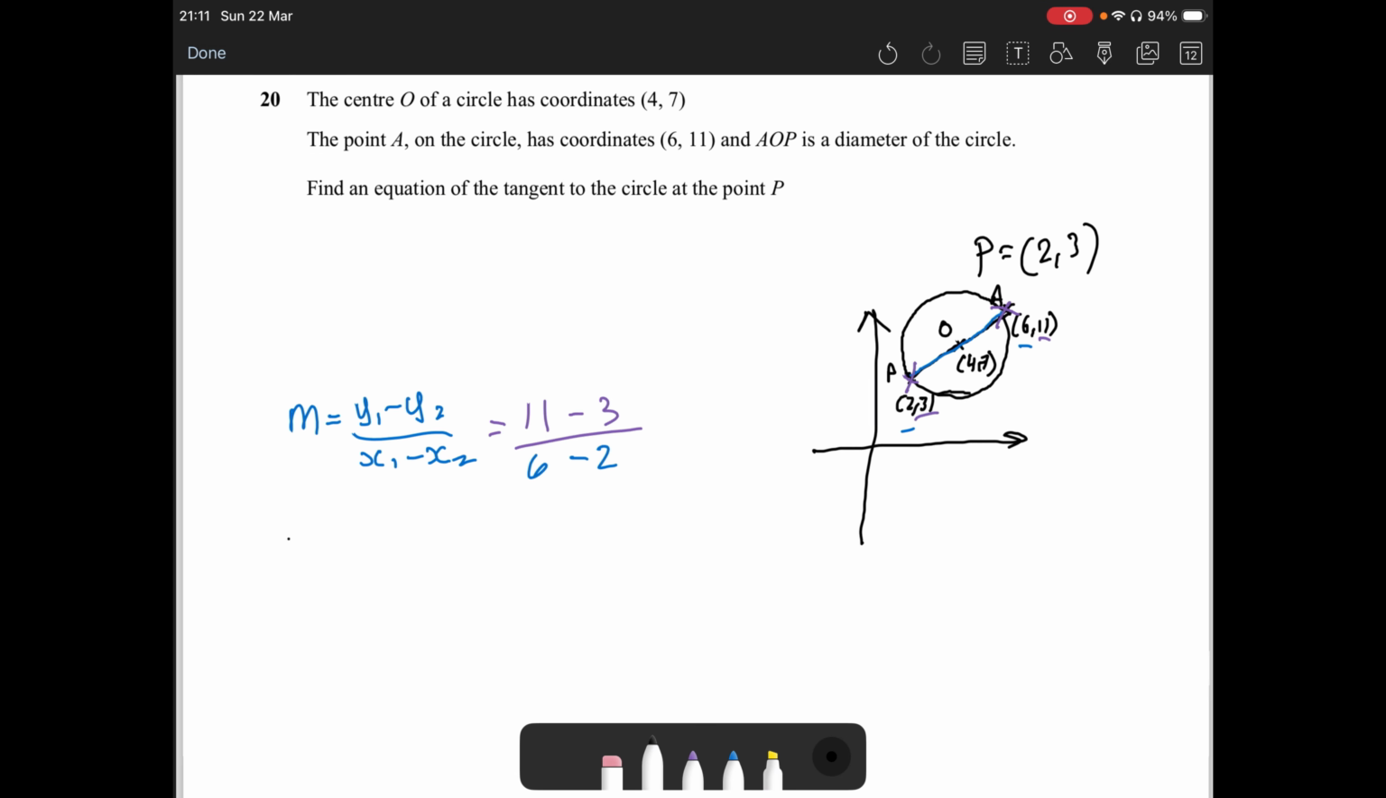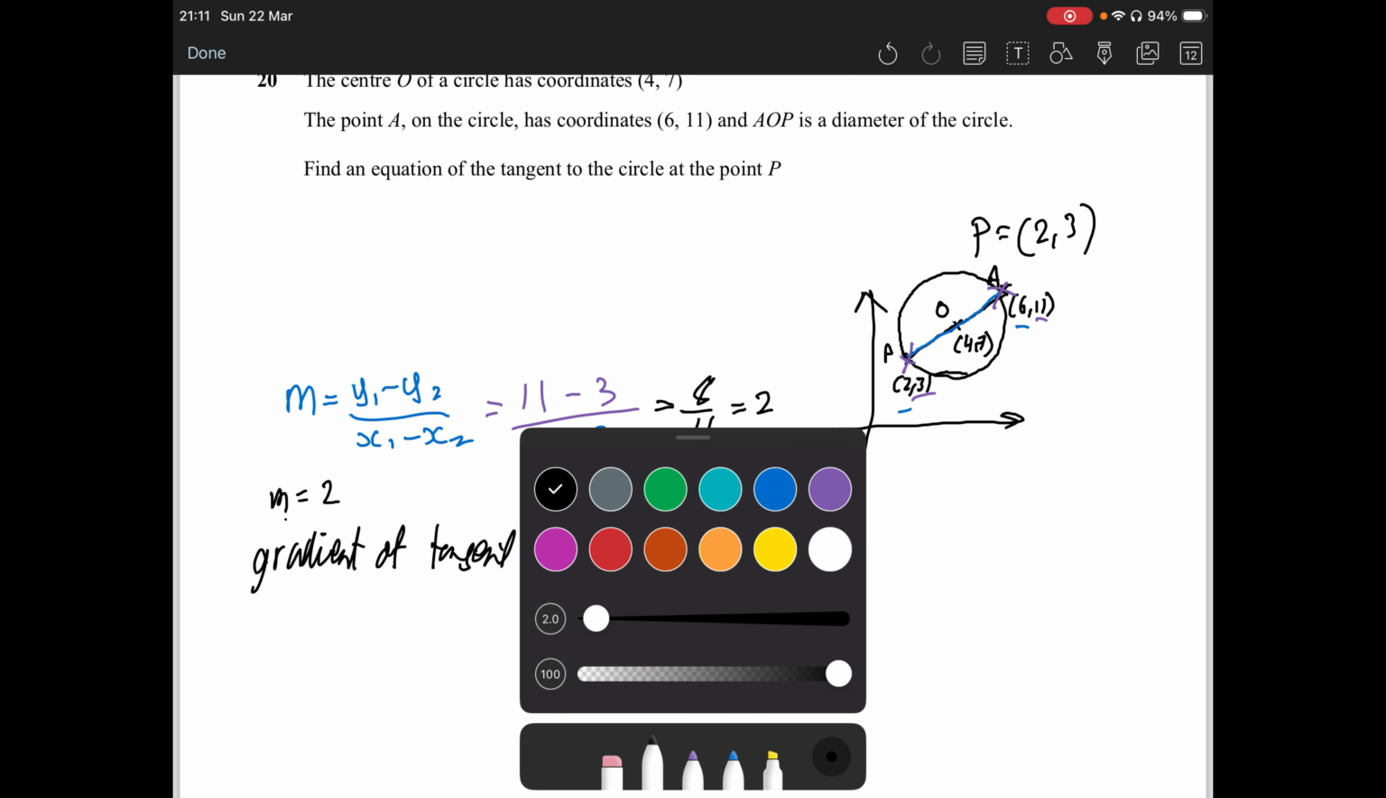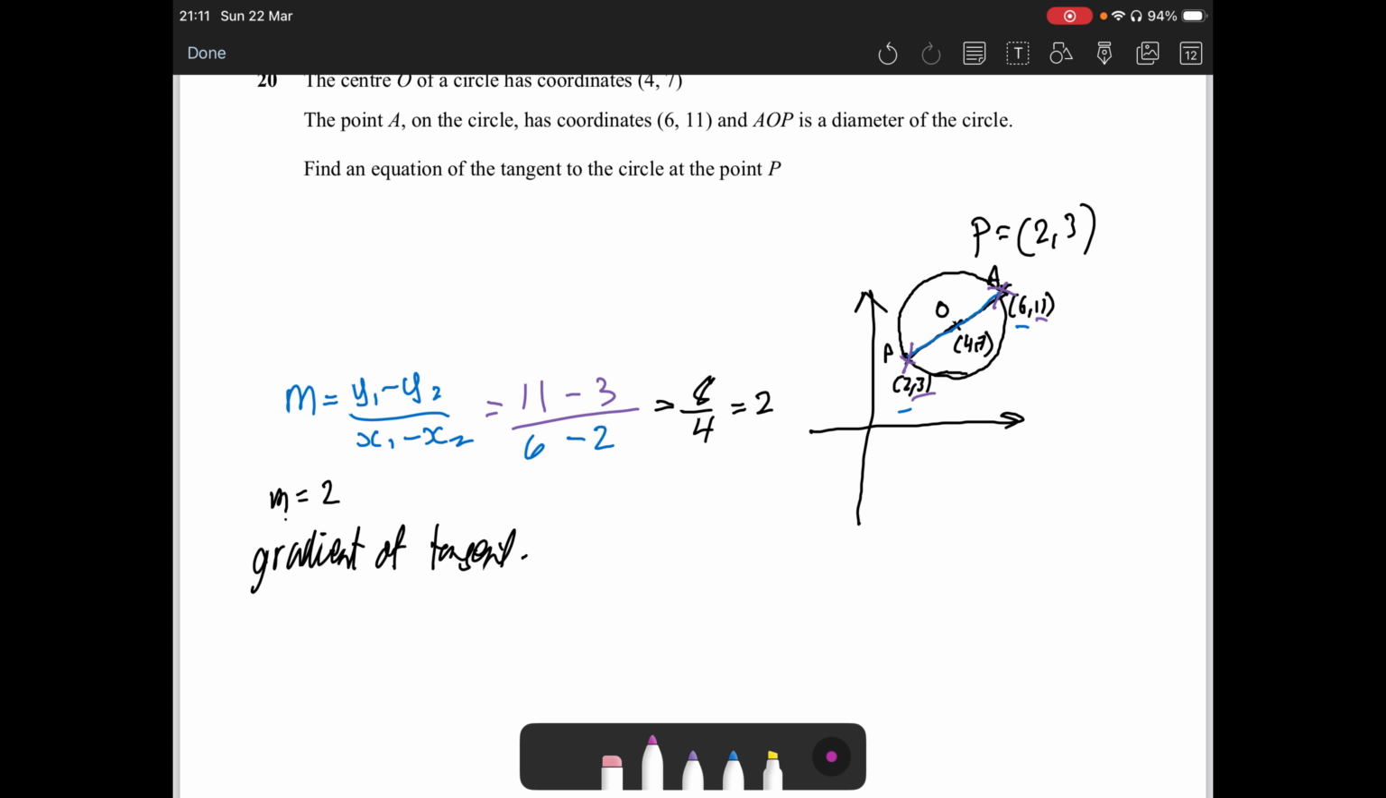M is 2. Now, for a tangent, we call this the normal. Normal meaning it's sort of perpendicular. So the gradient of the tangent, they always have this property, right? So if I sketch the tangent, I'll do this with pink. The tangent at P is going to have, these 2 lines they always meet at 90 degrees, right? A diameter and a tangent meet at 90 degrees and all that good stuff.